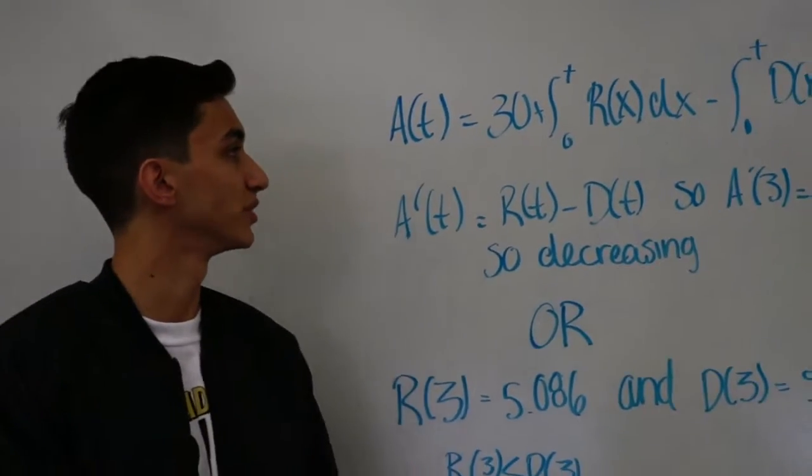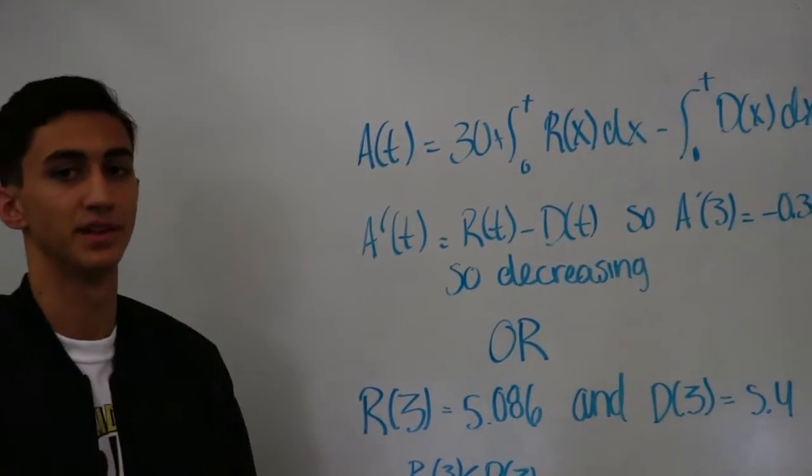So Mr. Calculus gives 2 different options for solving this problem. The first one, he offers an equation for the amount of water that's in the pipe.